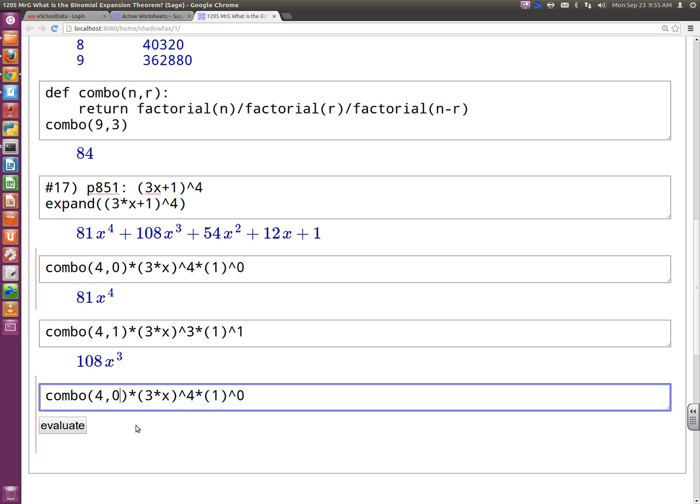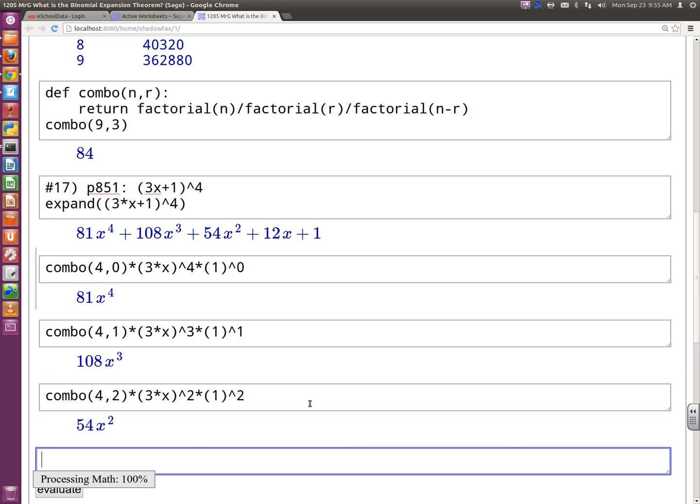4c, after 4c1, we did 4c2. After 3x cubed, we did 3x squared. After 1 to the 1, we did 1 to the 2, right? These are counting up from 0. These are counting down from 4, right? This is counting up from 0. And is that the next term?